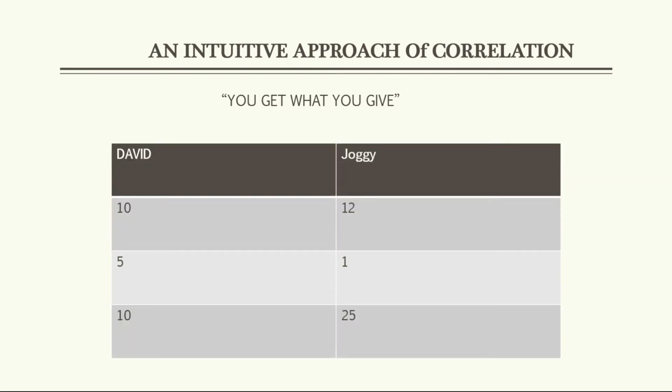Like, there are two friends, David and Joggy. David has 12 chocolates. David gives 12 chocolates to Joggy, and Joggy returns 12 chocolates to David. Or David gives 5 chocolates to Joggy, and Joggy returns 1 chocolate. So there are two relations in the David and Joggy relationship. In the first case, David gives 10 chocolates and Joggy returns 12 chocolates. Okay, so there is the correlation, 10 versus 12.